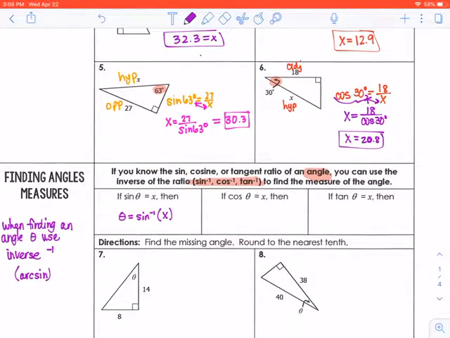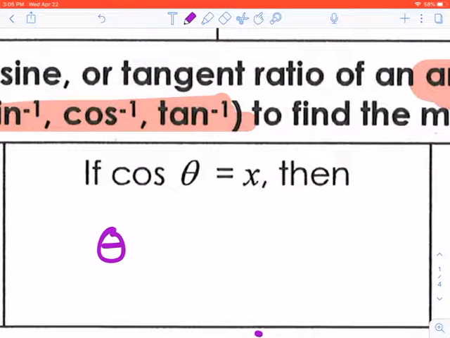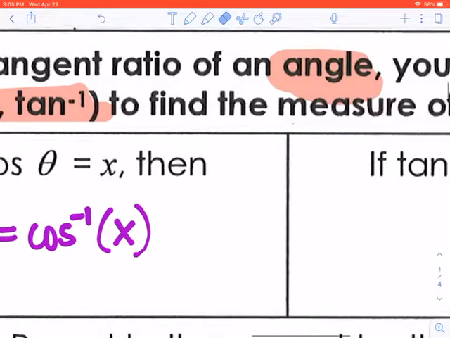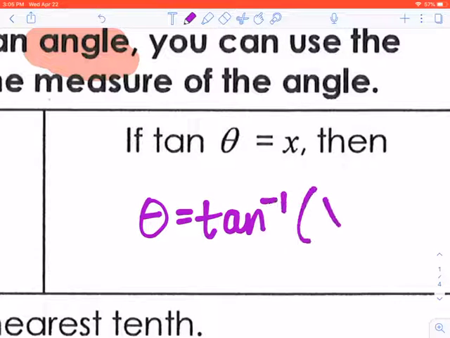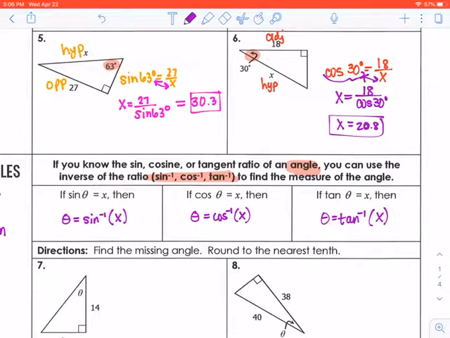So that's for sine. We'll do the same thing for cosine. If I'm looking for theta, the angle theta, I'll do the inverse of cosine of whatever the ratio for cosine is. Okay, and then I will do the same thing for tangent. If I'm looking for theta, I'll do the inverse tangent of whatever that ratio is. Okay, so whenever you're looking or solving for an angle, you will use the inverse. So let's try a couple of these problems.